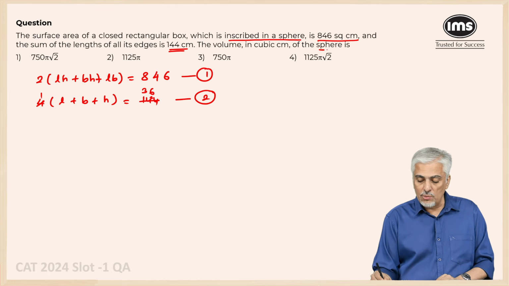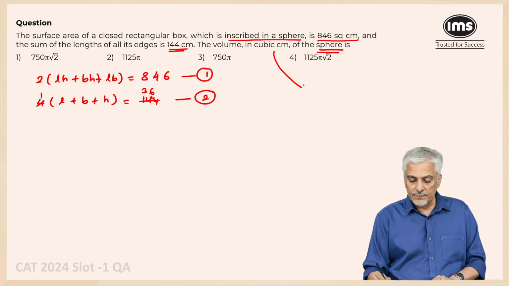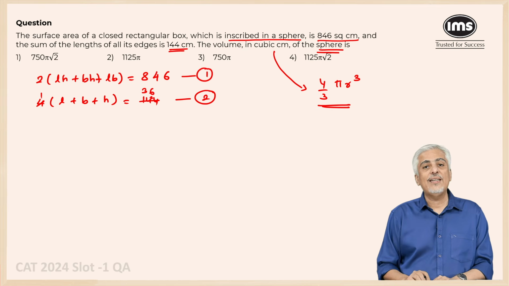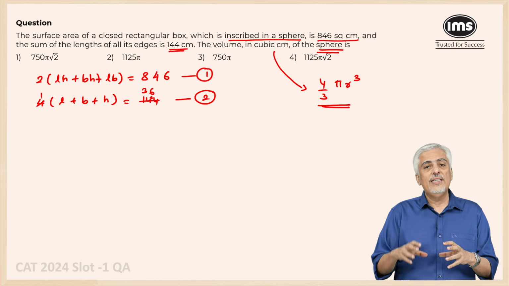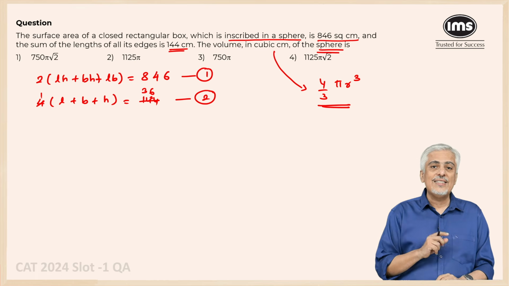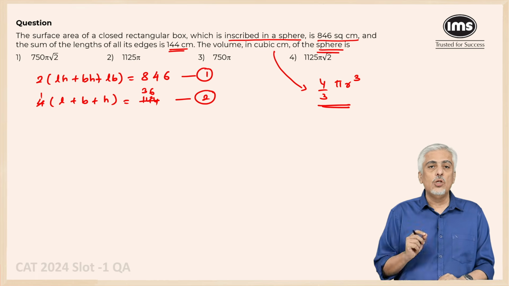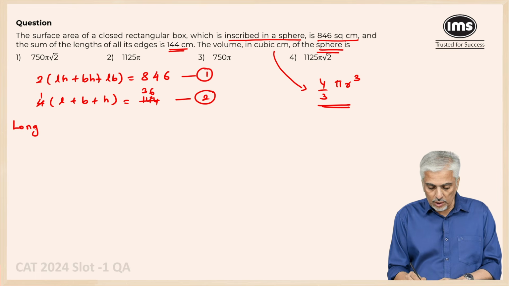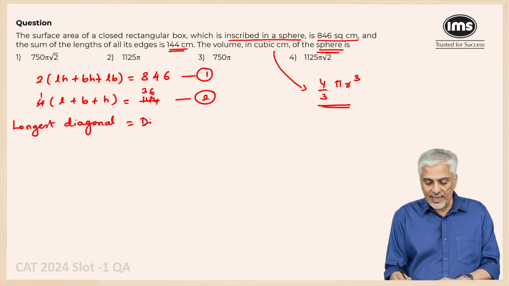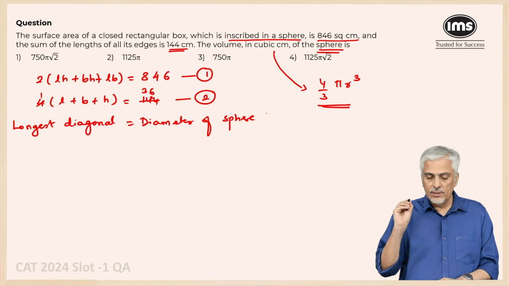We want to find the volume of the sphere. Volume of sphere is 4 by 3 pi r cube, which means in short I need my radius. Now, what is the concept we'll think? Just imagine if you have a sphere inside which there is a box, the longest diagonal will become the diameter. The longest diagonal or the body diagonal of the box will become the diameter of the sphere. I'll write it over here also. The longest diagonal, or as I said, the body diagonal, will be the diameter of the sphere, right? So we've got that.